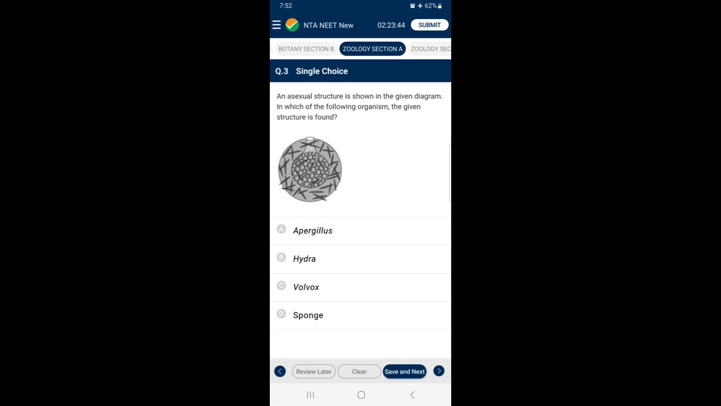Question number 3. An asexual structure is shown in the given diagram. In which of the following organisms is the given structure found? Asexual reproductive structures like zoospores, conidia, buds, gemmules are found in different types of organisms. Zoospores, for example, are found in members of kingdom fungi and simple plants like algae, Chlamydomonas. Conidia are commonly seen in Penicillium. Buds, Hydra. Gemmules are seen in sponges. So the given diagrammatic representation is gemmule, found in sponges.